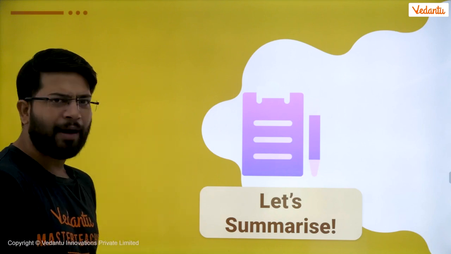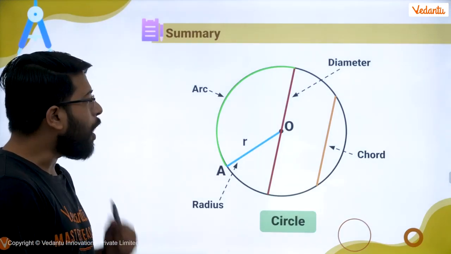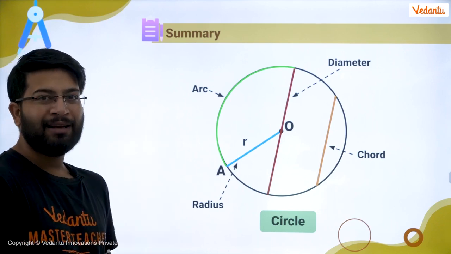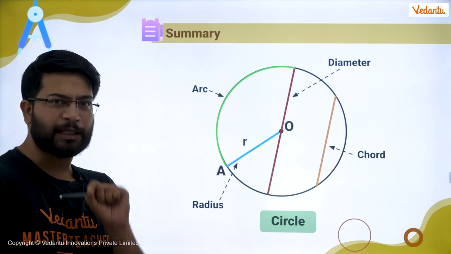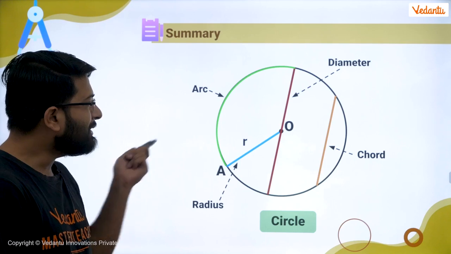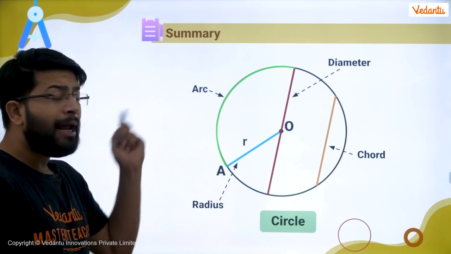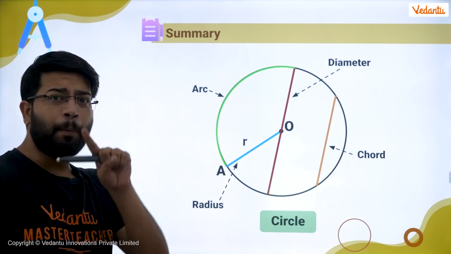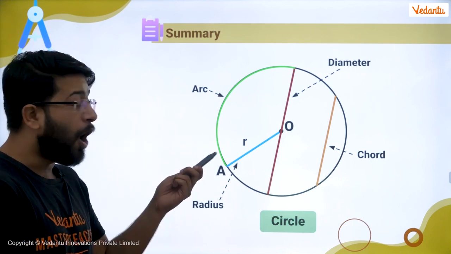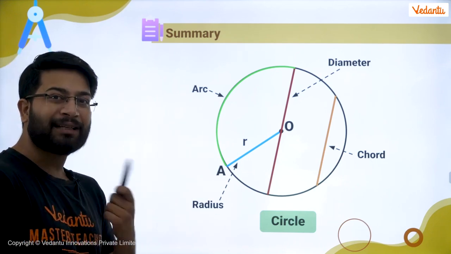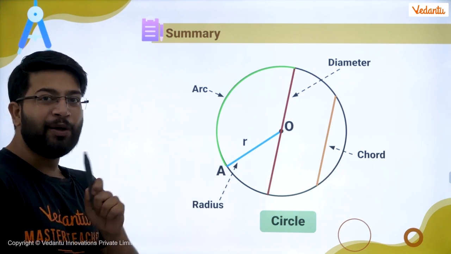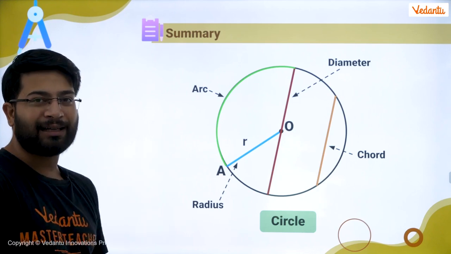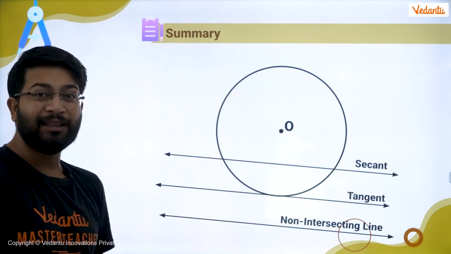So now, let's summarize what we have seen till now. So we have talked about the circle. The circle is the collection of all the points which are at a fixed distance from a fixed point. Then a line segment joining the circumference and the center is my radius. And the line segment joining 2 points on the circumference is my chord. A chord passing through the center will be known as the diameter, and any continuous part of the circle is known as the arc of the circle.